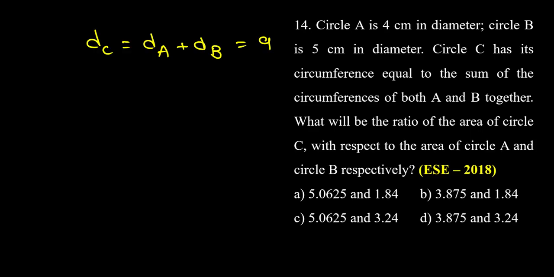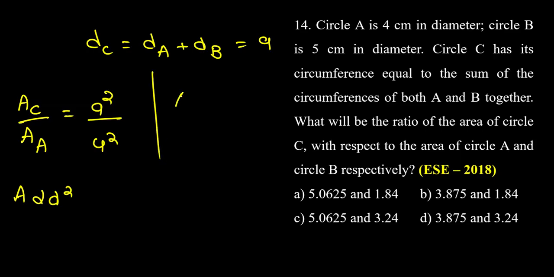Now we discussed that when it is the ratio of areas of circles, diameter square is what matters. Now the first question: area of C with respect to area of A. It depends on 9 square for C, and A is nothing but 4 square. Diameter directly, like the previous question, area of circle is directly proportional to diameter square. Next, area of C divided by area of B, which is nothing but 9 square divided by 5 square. So calculation is not required. In fact, it's 9 by 5 whole square.